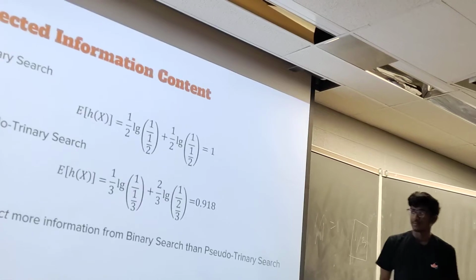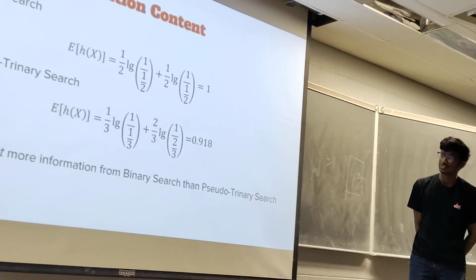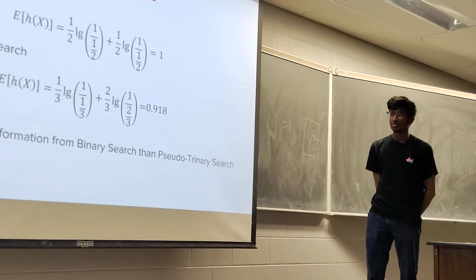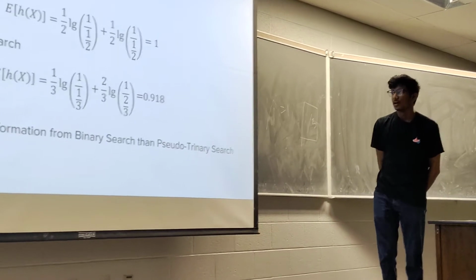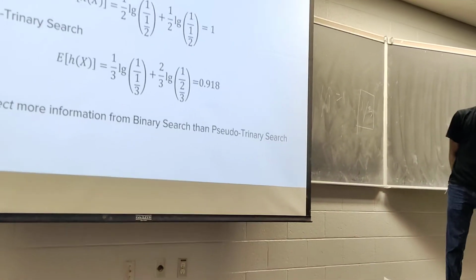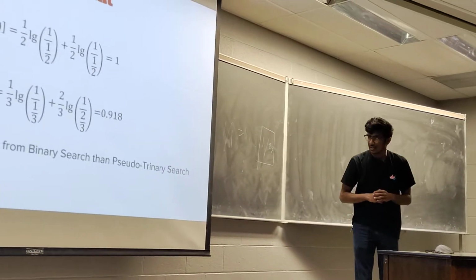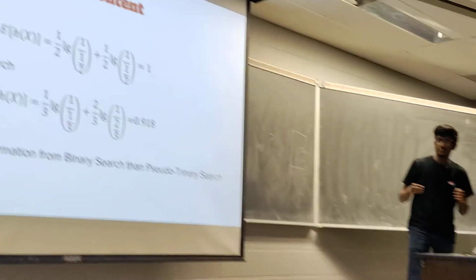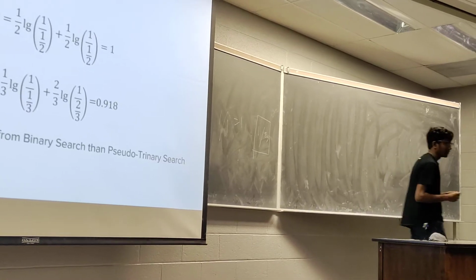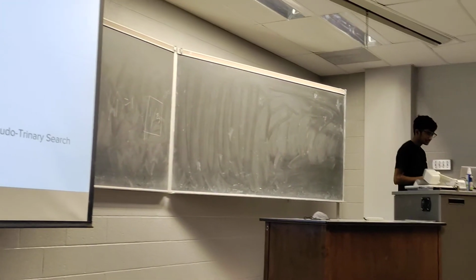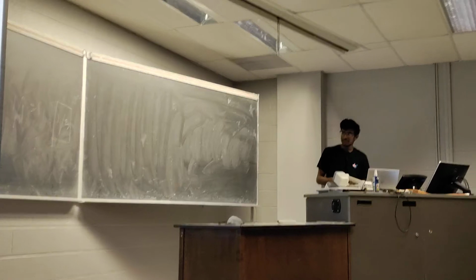If I measure the expected amount of information for pseudo-trinary search, there's a third of a chance I get log base 2 of 3 bits, and 2/3 of a chance I get log base 2 of 3/2 of a bit. And that sums to something that is less than 1. So therefore, I have proved through the power of math that binary search is the correct way to do things. It also points to a useful idea.